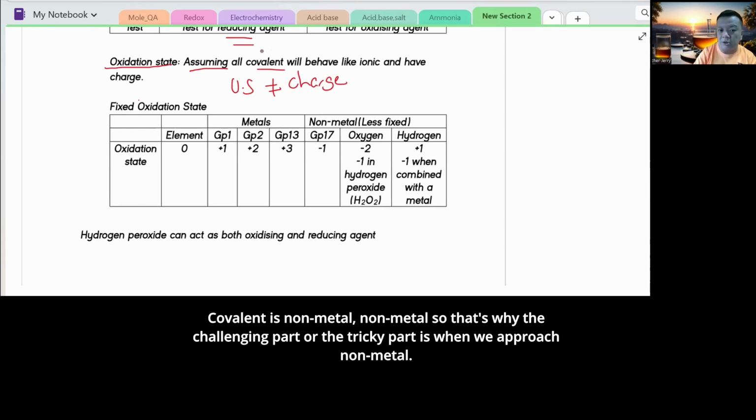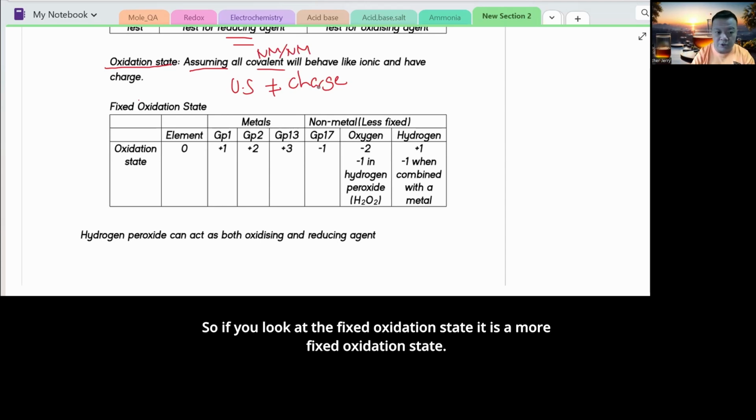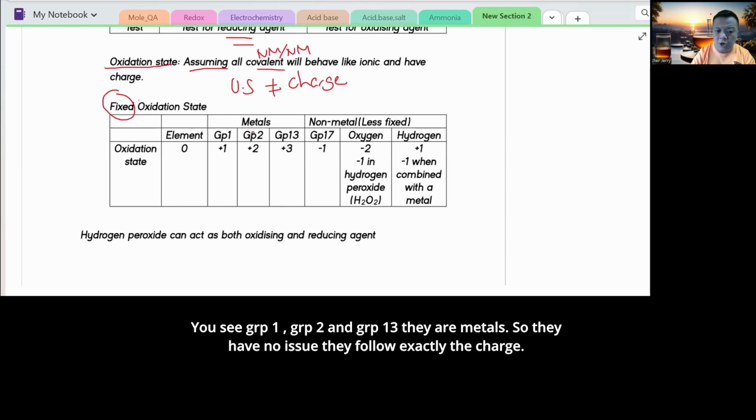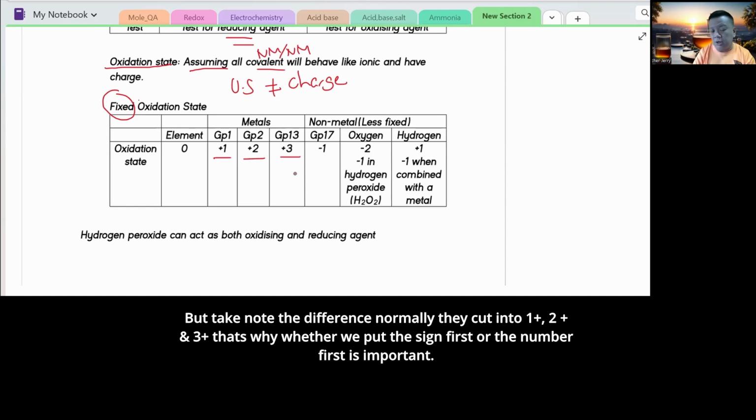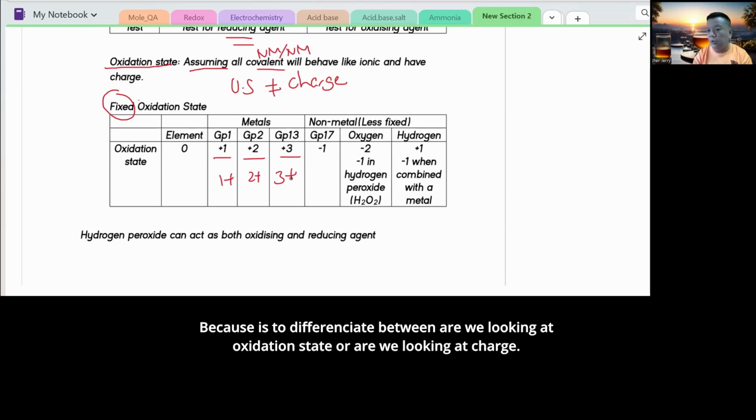So covalent is non-metal, non-metal. That's why the challenging, tricky part is when we approach non-metals. If you look at fixed oxidation states, these are the more fixed ones. Group 1, Group 2, Group 13 are metals, so they have no issue. They follow exactly the charge. But take note of the difference. Normally charge will be 1 plus, 2 plus, 3 plus. That's why whether we put the sign first or the number first is important, because it differentiates whether we are looking at oxidation state or charge.